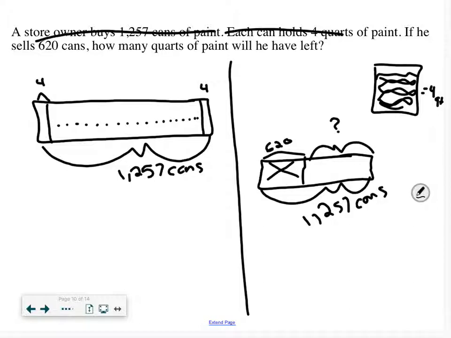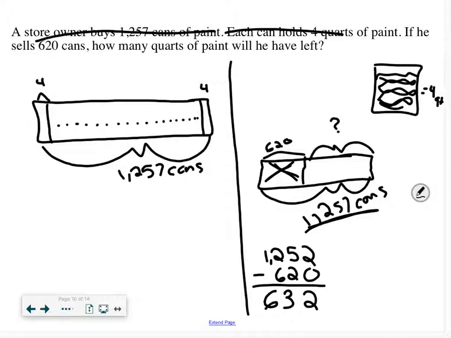Well, already I'm looking and I see that this is my whole and I want to chop off a part. So I'm going to subtract how many he sold. And I got 632. So that must mean that he has 632 cans of paint left.